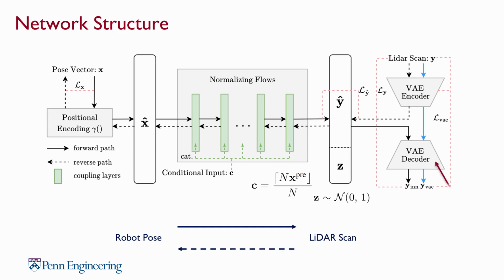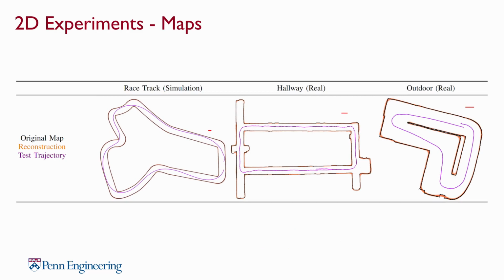We use a variational autoencoder to reduce the dimension of the LiDAR scans and use positional encoding to augment that of the poses. The network is trained with loss functions on both sides. We validated our method in experiments with 2D and 3D LiDARs. For 2D, we use 3 maps.